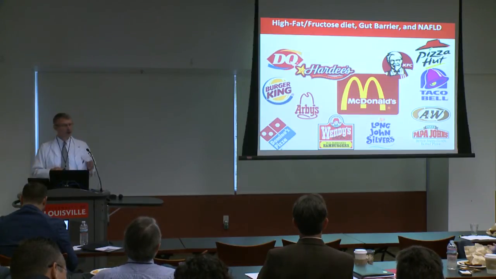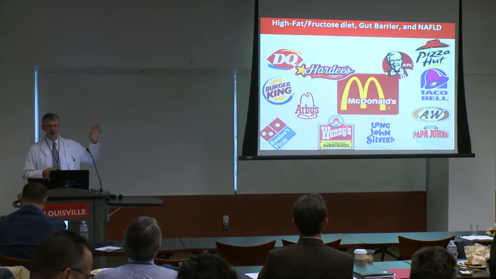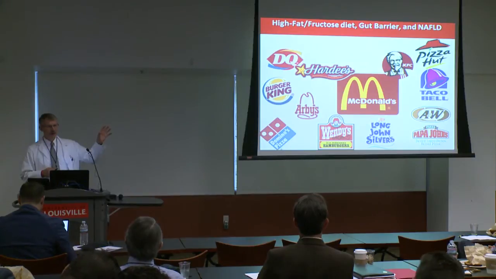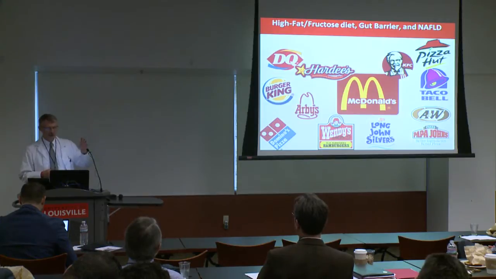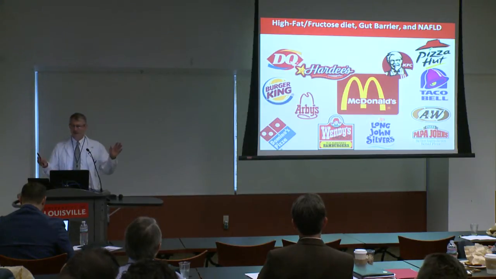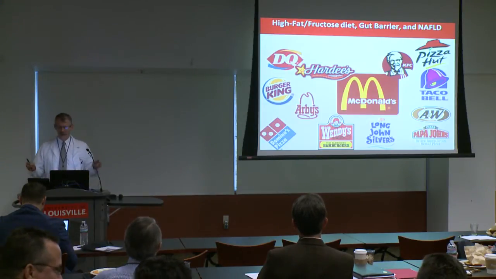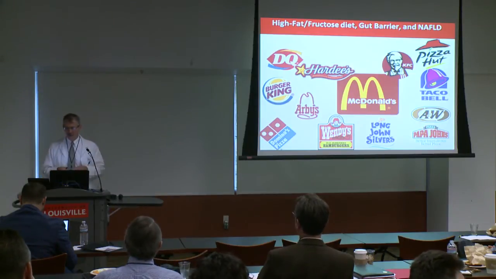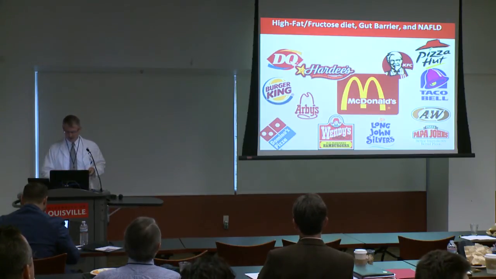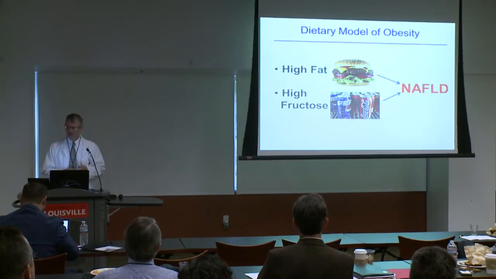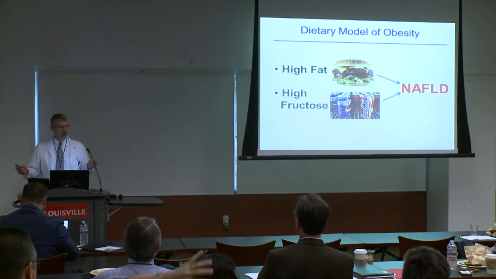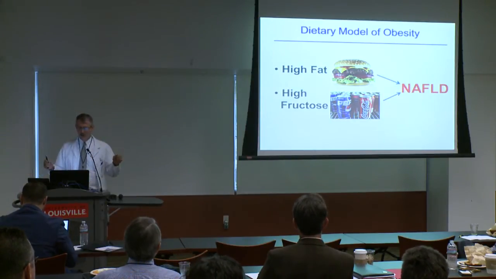So we look at this process through many different ways. One is starting out looking at high fat and high fructose diets leading to NAFL. And again, Kentucky is a leader in this. We have many food chains such as Papa John's and KFC headquartered here. In our dietary models that we use, we classically use the high fat or high fructose diets.